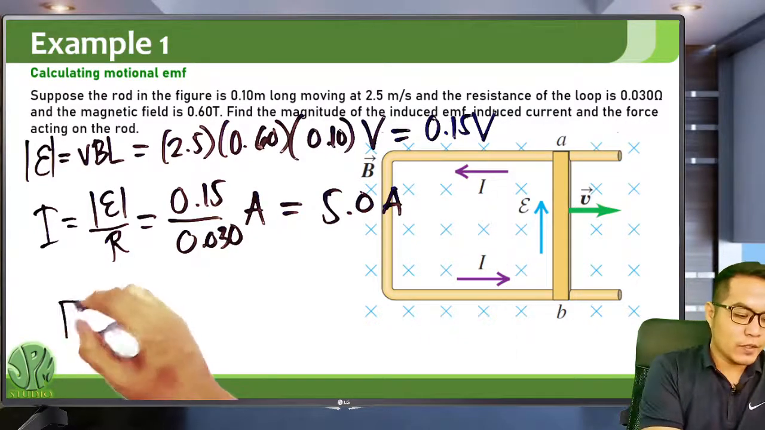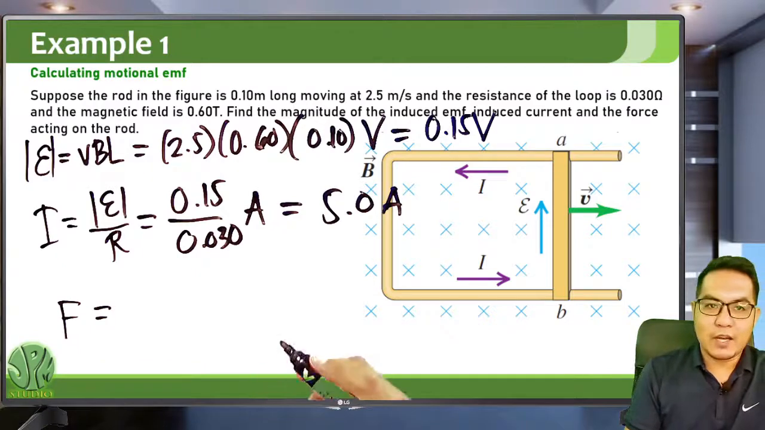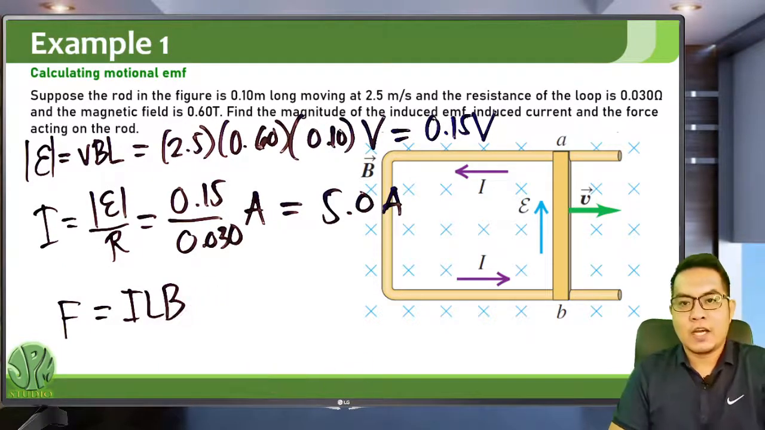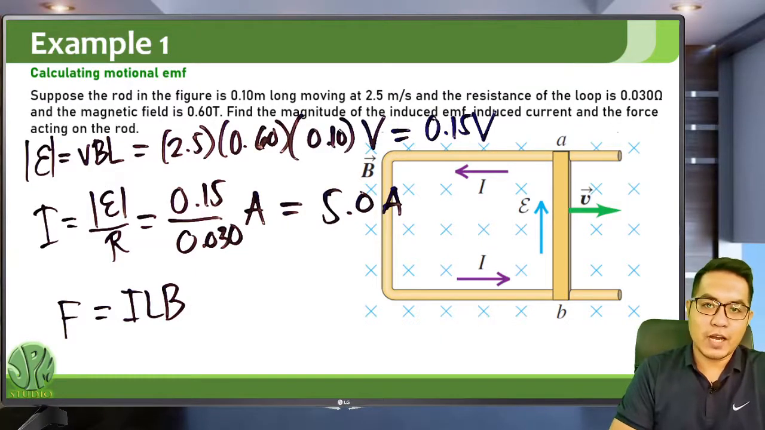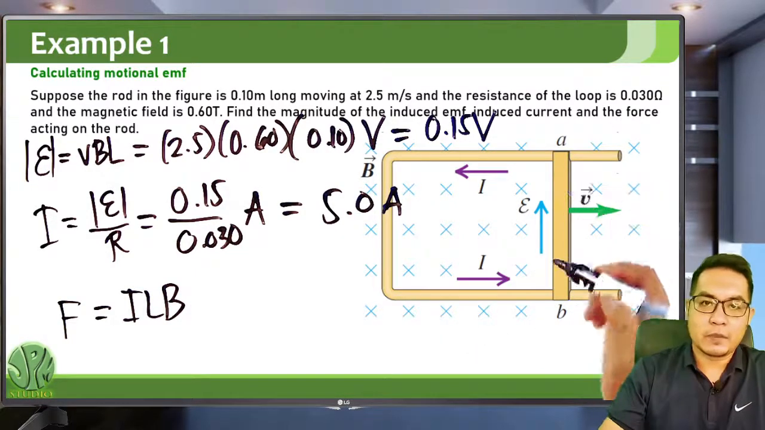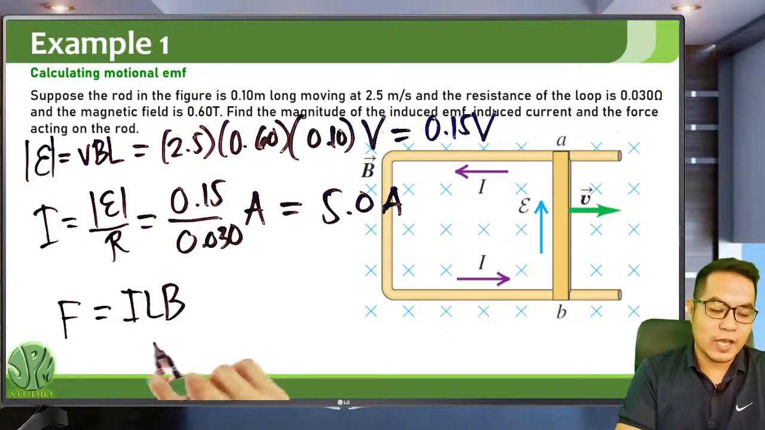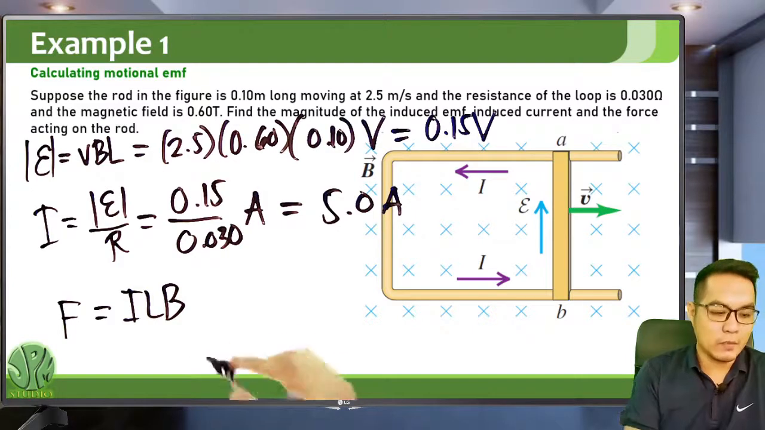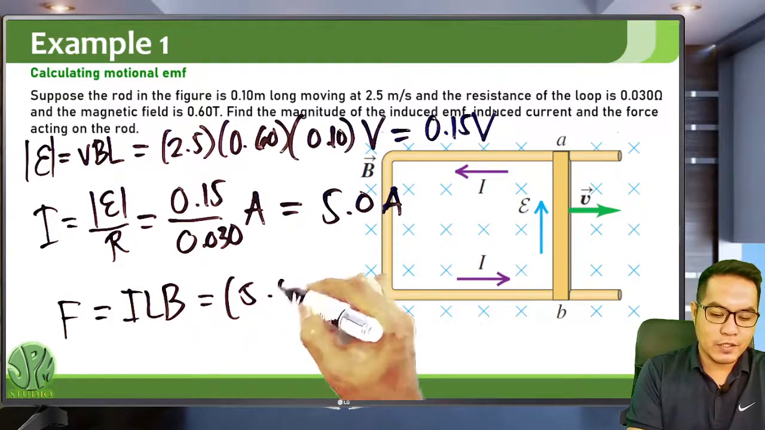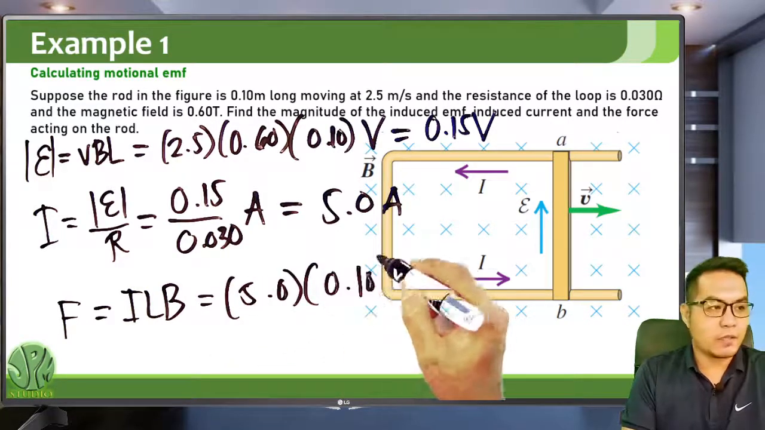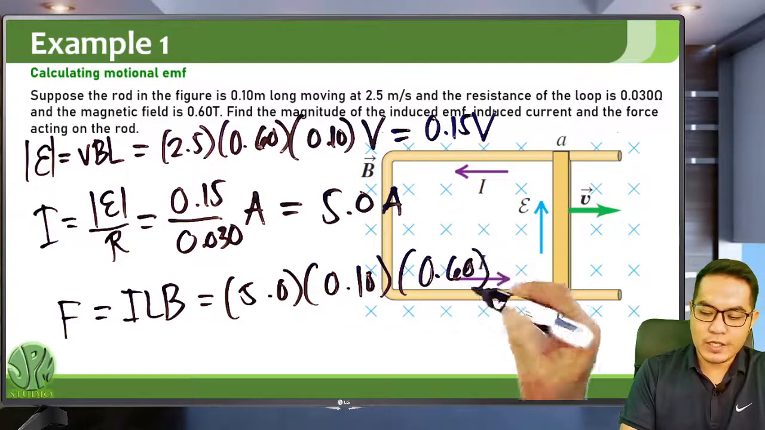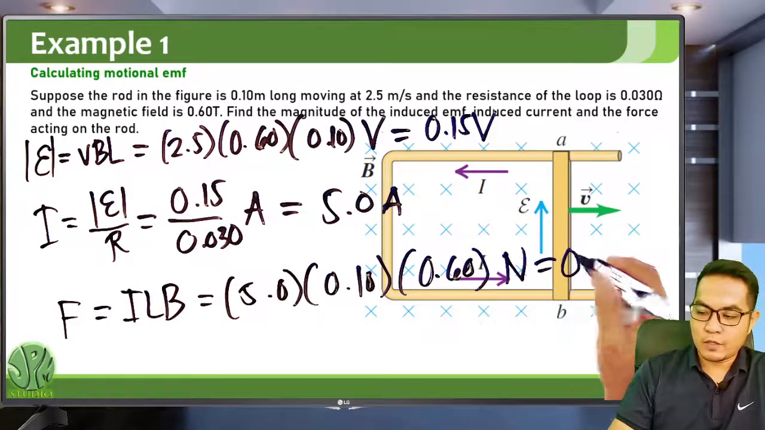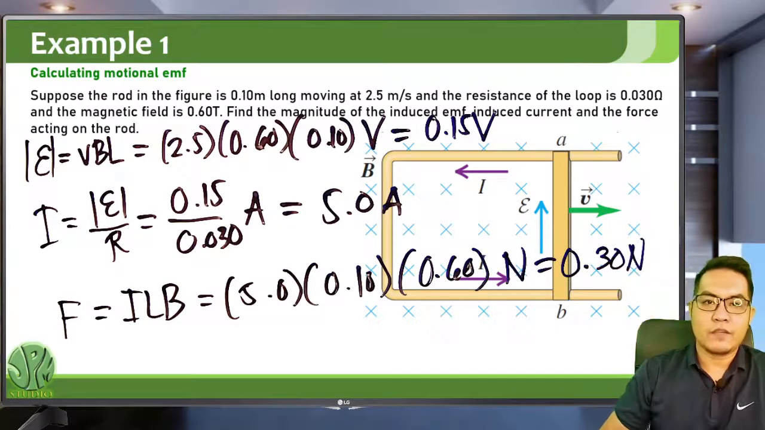For the force on the rod, it's just IL cross B, and the magnitude of that is just ILB, since the current through the rod is perpendicular to the magnetic field. So just ILB. Instead of ILB sine theta or sine phi, it's just IL times B. So the current is 5 amperes. The length is 0.10 meters. The magnetic field is 0.60 Tesla. The final unit of that is newtons, and you will get 0.30 newtons.